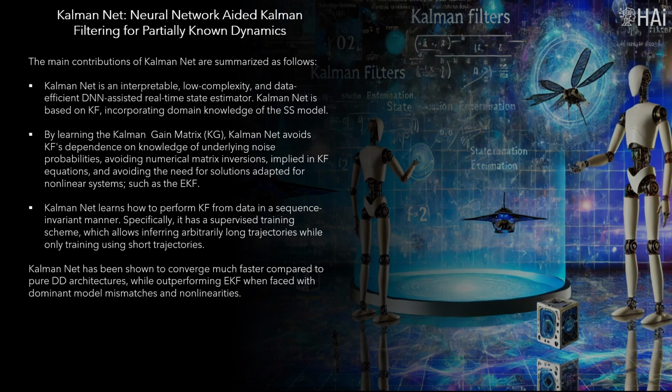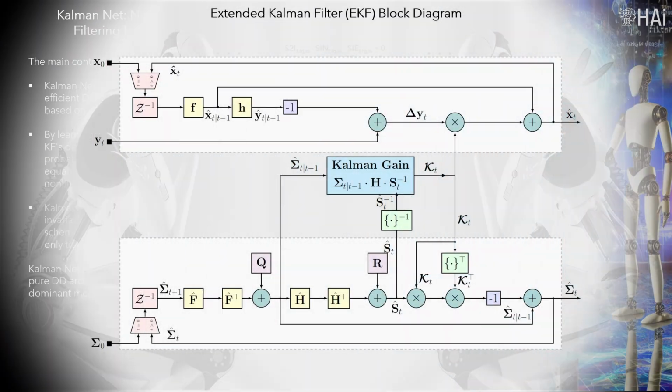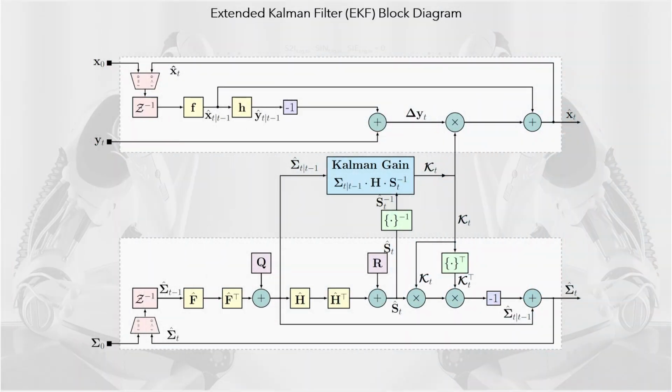KalmanNet learns how to perform KF from data in a sequence-invariant manner. Specifically, it has a supervised training scheme, which allows inferring arbitrarily long trajectories while only training using short trajectories. KalmanNet has been shown to converge much faster compared to pure DD architectures, while outperforming EKF when faced with dominant model mismatches and nonlinearities.